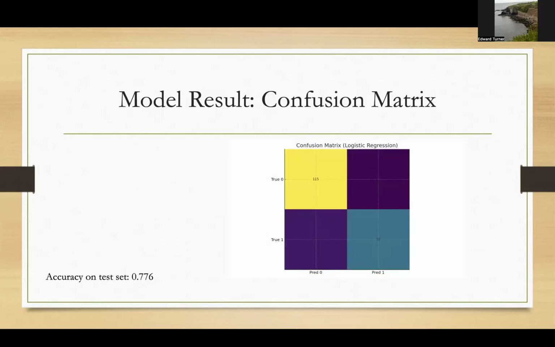So this is the result of our model after training the model on top of the pre-processed data. And we see here the accuracy on the test set was about 77.6%. And if we look here, we see that the true zeros, aka those who didn't survive, make sense as it predicted fairly well who didn't survive.